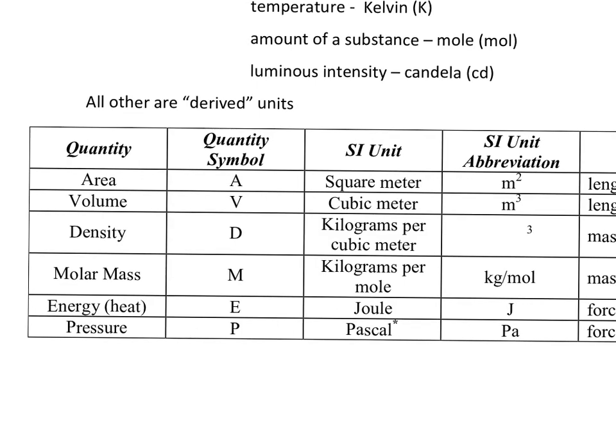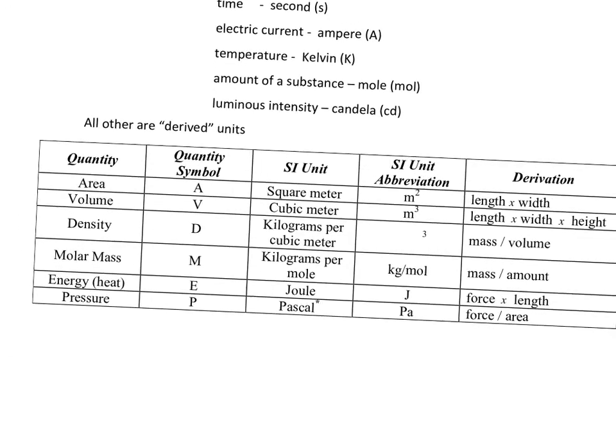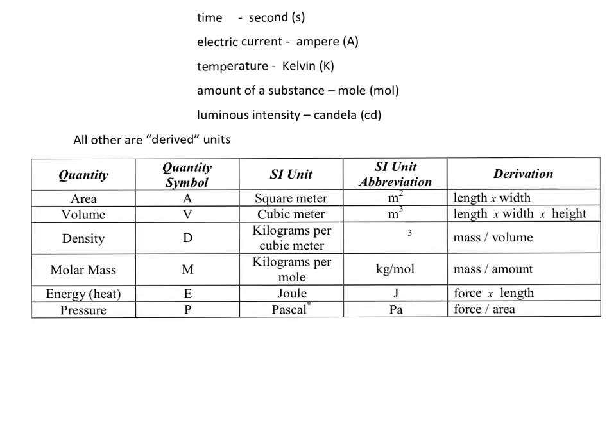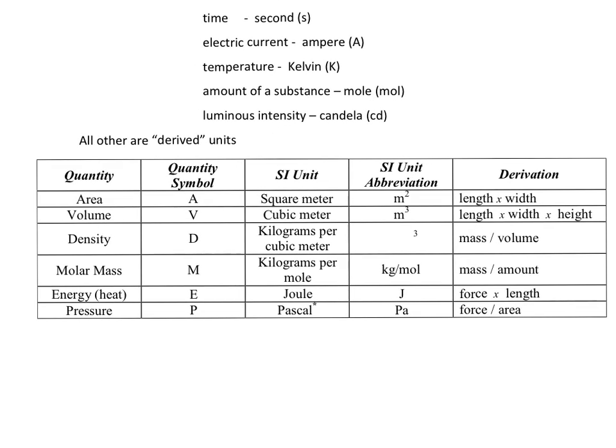For example, let's say you want to know area. If you're talking about a rectangle or a square or something like that, what you do is you do length times width. So length times width. This is distance, and this is also distance, so meter times meter, so that would be meter squared. So the unit for area, the basic unit for area is meter squared, which is a derived unit. It's derived from multiplying two length units.